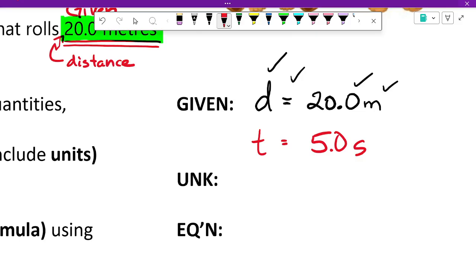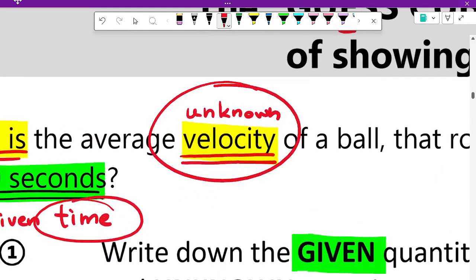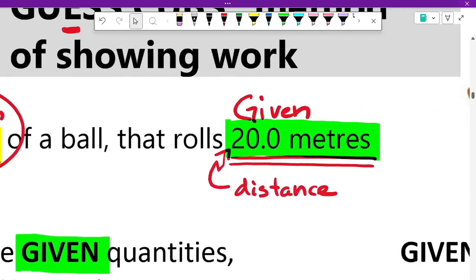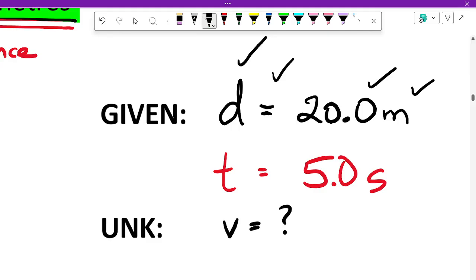Now, distance, time, what is our unknown? Velocity. It is, but what we want to do is write it down in the way that it was mentioned in the question. So we are looking for velocity, and we want to write down the symbol for velocity. What is the symbol for velocity? V. So we're going to say velocity equals, we don't know. If we know the unit of velocity, we can put it beside the question mark, or we can just leave it blank and get it at the end. For now, we're just going to leave it blank.